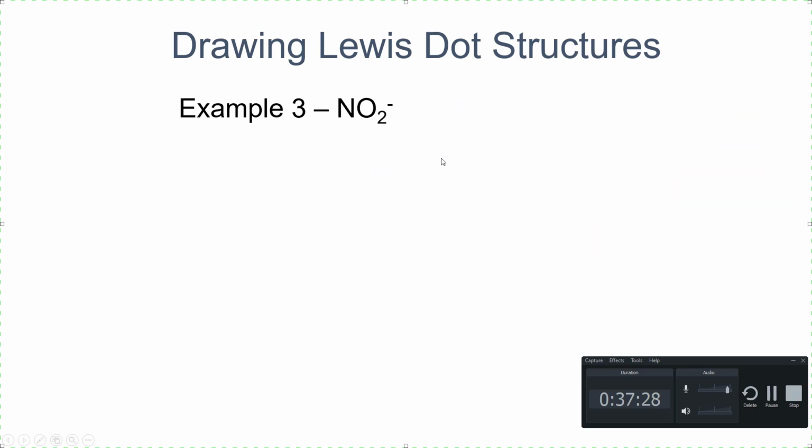Okay, NO2-, I'm going to leave that for you to try as a practice problem, and I will post that answer in the discussion board. Actually, I think that is where I will post it, so that way you can take a look at it, because I don't want to gum up the works on the modules. So I'll post that in the discussion board. And OCN- is going to be our next molecule that we're going to look at.